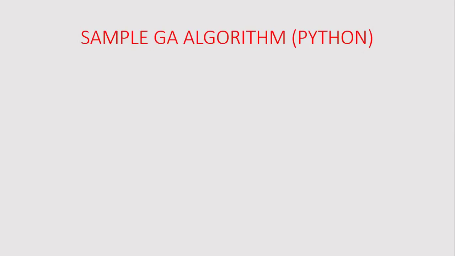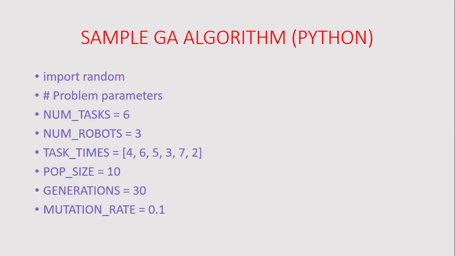Let us see a sample GA algorithm using Python programming. These are the various inputs, the problem dimensions to be given. The number of tasks is initialized to be 6, the number of robots is 3, and the task timings are given. Then population size, number of generations, then mutation rate. Everything has been given in a pre-standard manner.